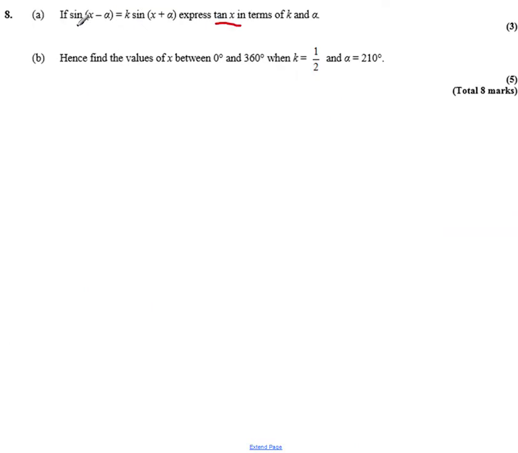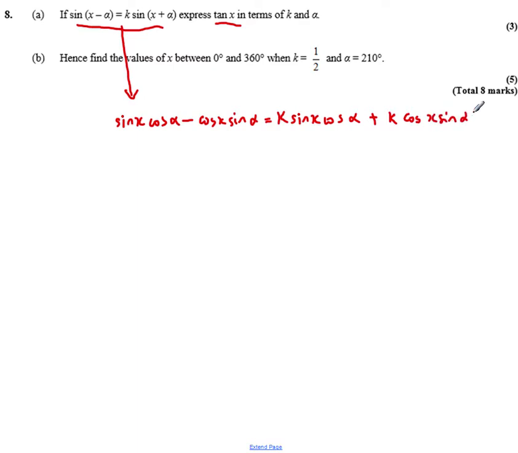We want to get tan x, and we're starting off with this expression. Clearly the first thing we're going to need to do is to expand things out. So here we get sine x cos alpha minus cos x sine alpha, and that's going to be equal to k multiplied by the next two terms, which are the same but with a different sign. So sine x cos alpha plus k cos x sine alpha.